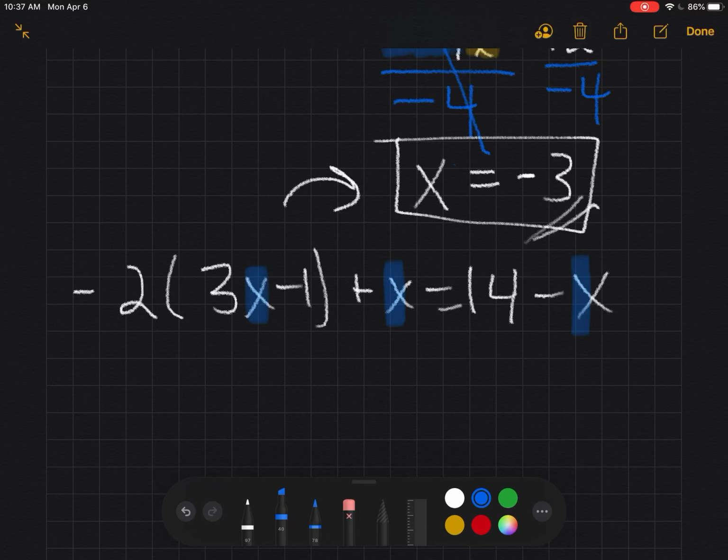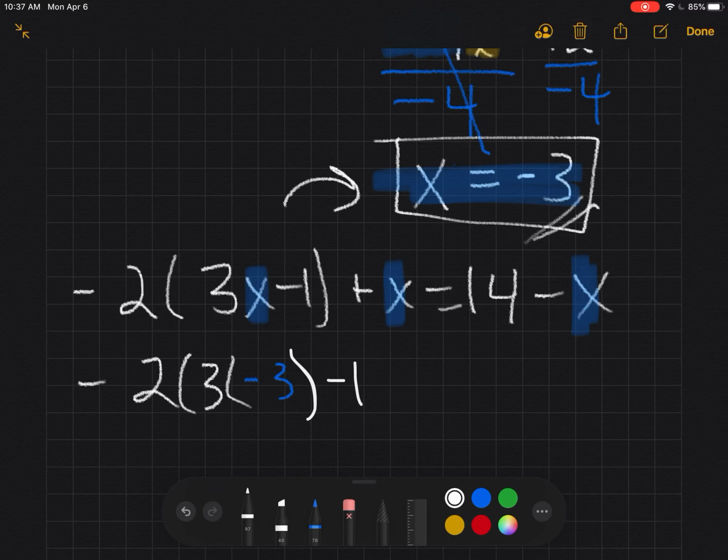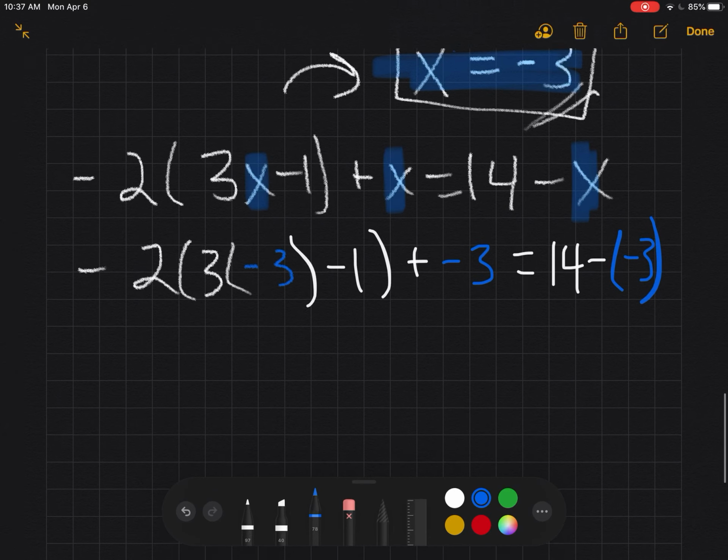So I'm going to go ahead and, everywhere that I have an x, I'm going to plug in the number negative 3. So I have negative 2 times 3 times the x value of negative 3, minus 1, plus negative 3, equals 14 minus negative 3.